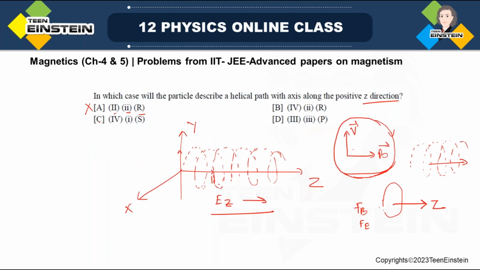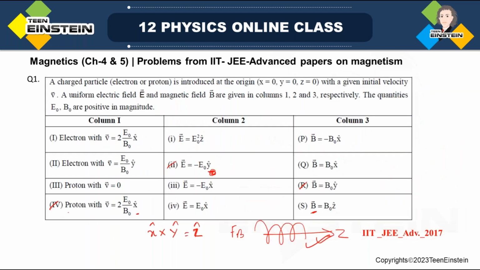Third option, let us see. So the third option says 4-1 and s. Let us clean everything. Look here. See, the electric field is along the z direction. Now you see, this is the electric field along the z direction. If the electric field is along the z direction, then the electric force will be pushing the particle along the z direction. That is for sure.